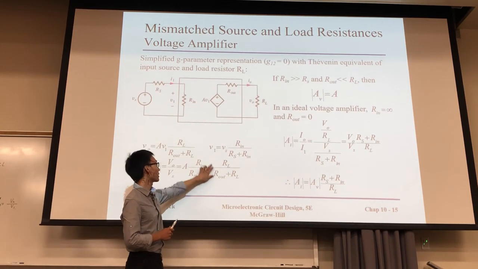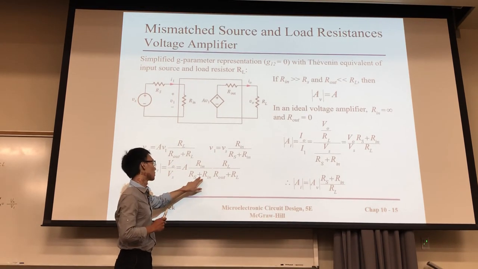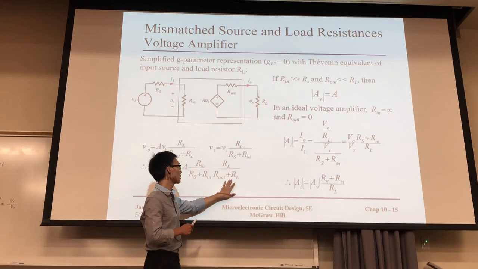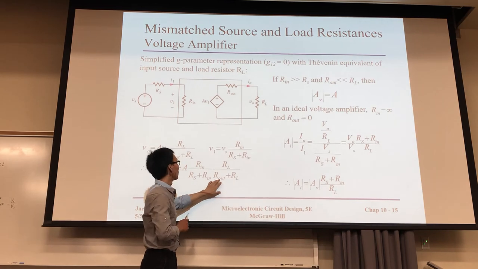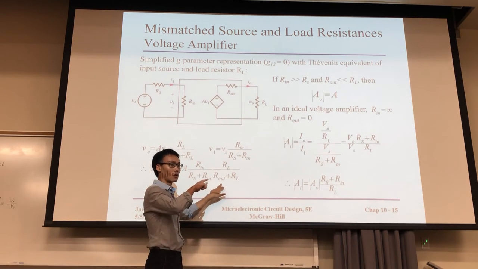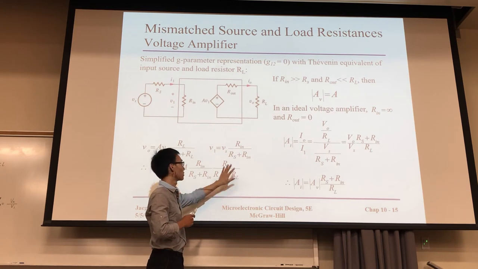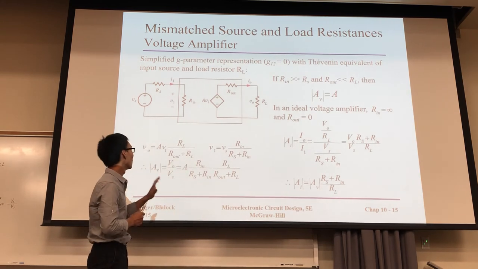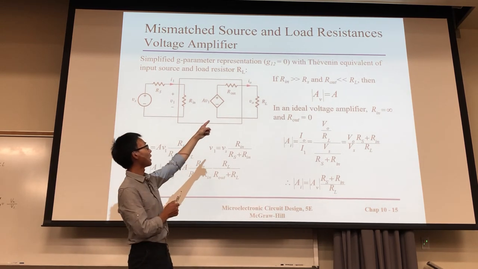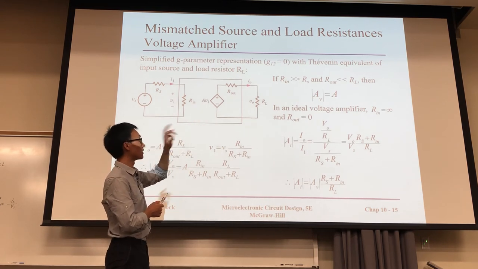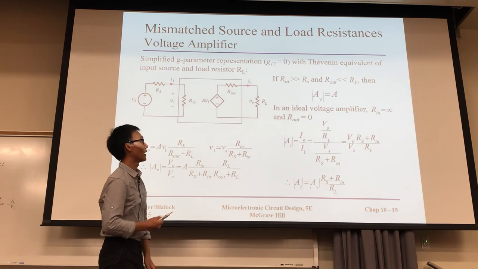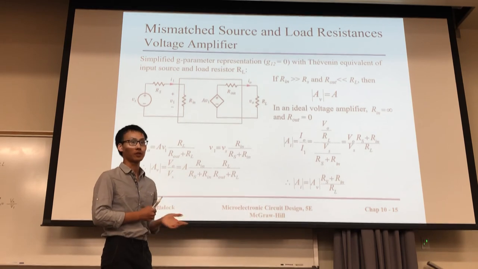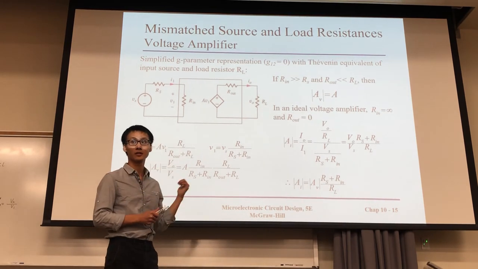Okay, so in order to make this one to be one, we should make Rin way bigger than Rs, right? And in order to make this one approach one, we make Rout approach zero, right? So this one will be one, that is 1 times 1. For this situation, if Rin is way bigger than Rs, and Rout is way smaller than RL, then we have the voltage gain equal to A. That is the biggest amplification. Okay? You understand this part?